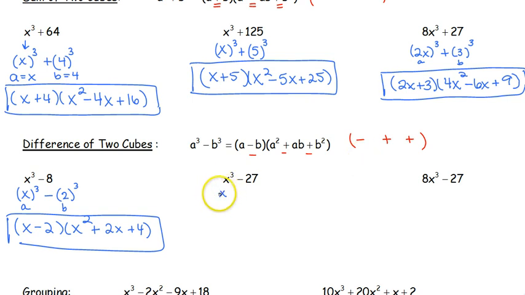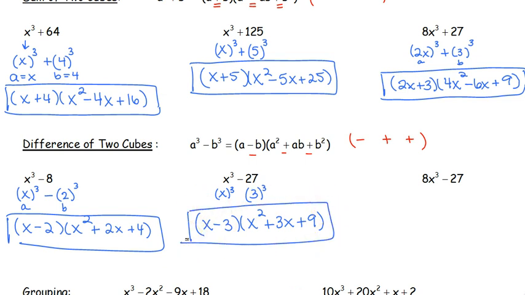Again, what term is being cubed here? That is 3. What term is being cubed there? Oh, that's x cubed, and that's 3 cubed. So it's a minus b, so x minus 3, your a squared, which is x squared, plus a times b, so plus 3x, plus your b squared, which is 9.